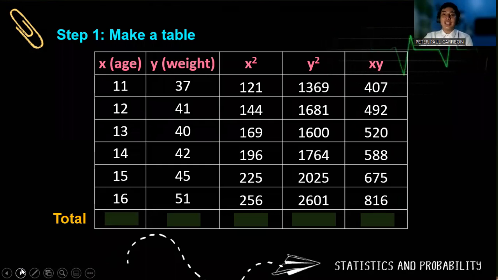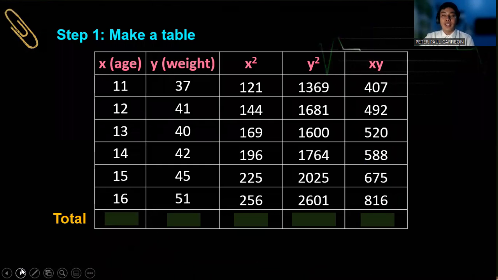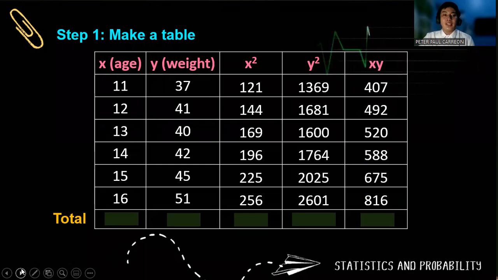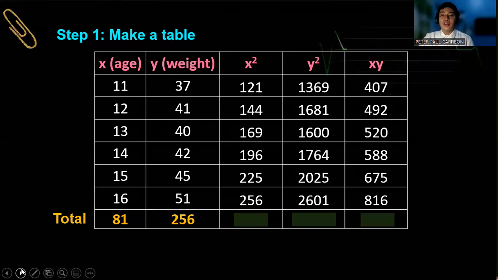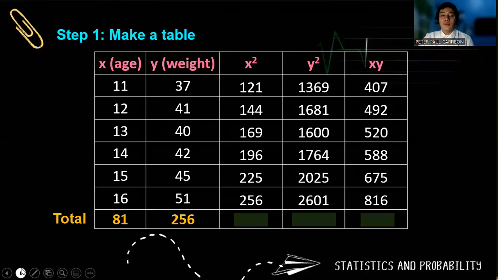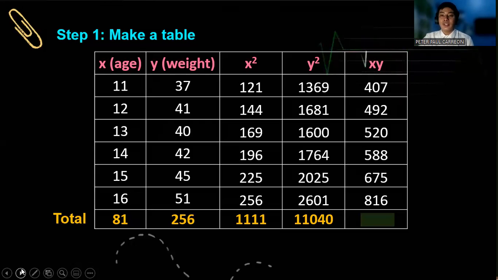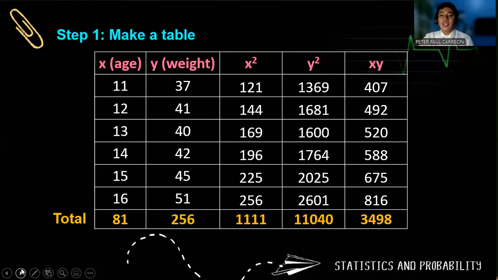And next is to get the summation of all the columns. First, we get the summation of x, that is 81. The summation of y, 256. The summation of x squared, 1,111. The summation of y squared, 11,040. And the summation of xy, that is 3,498.